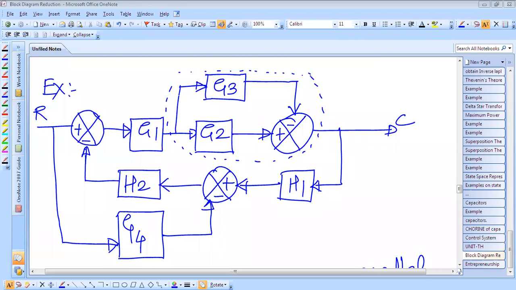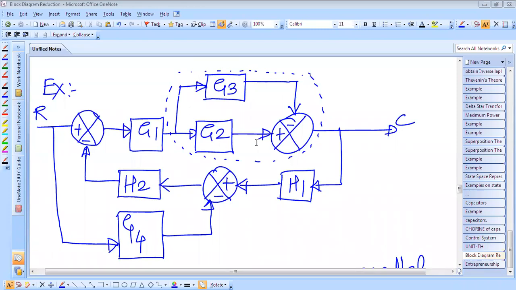Good afternoon, students. Yesterday we discussed an example of how to obtain the transfer function for a given block diagram. Here we can see that in the forward path there are two blocks, G1 and G2, and there is one summing point, and then there is the output. One block is in parallel with G2, and therefore we can reduce this.